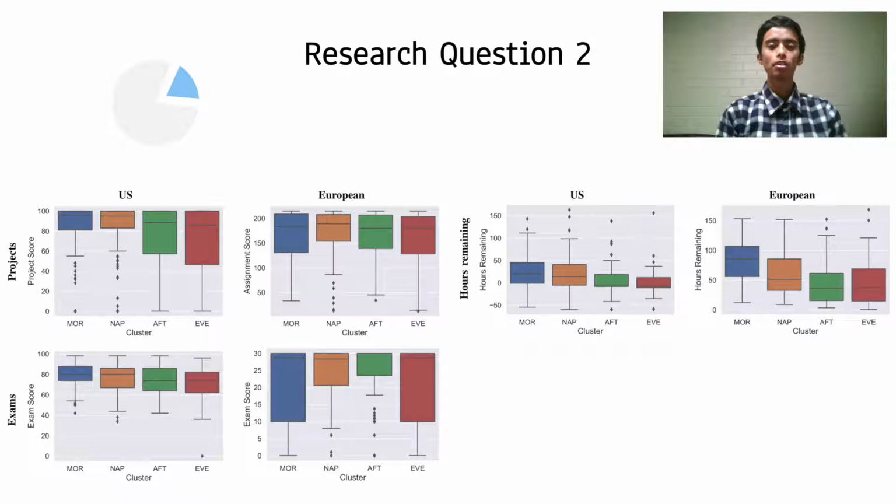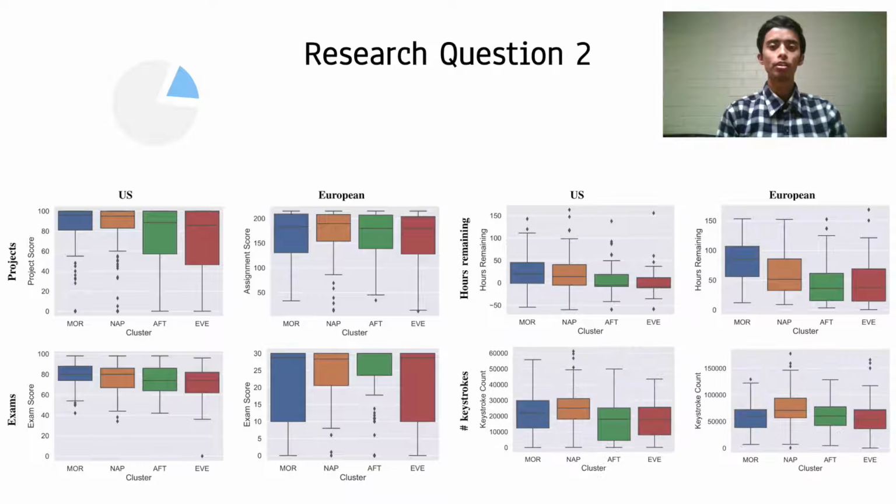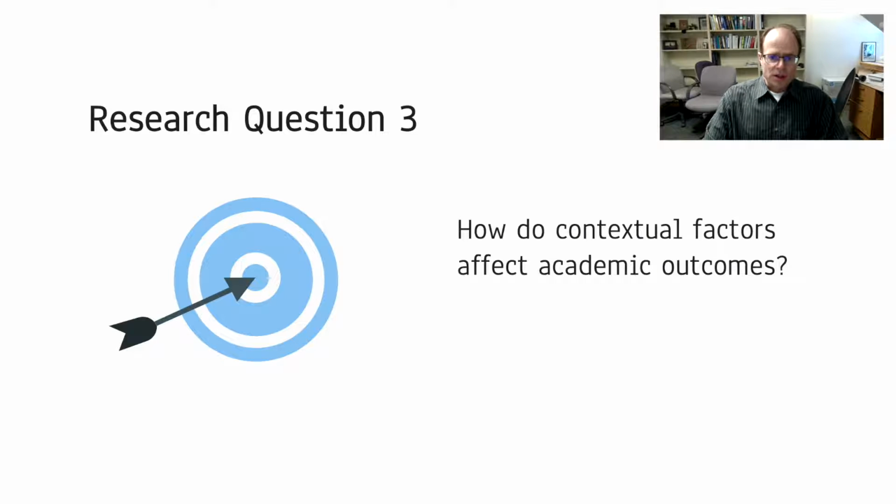We also considered the correlation between chronotype and how far from the due date students worked on the assignments. Both the US and European students showed strongly significant differences, with students who worked on the assignments in the morning generally starting and finishing earlier relative to the due date than students who worked in the evening and nighttime. Similarly, this figure shows the number of keystrokes executed by students. Students in the evening chronotypes type fewer characters on average than students in the other chronotypes. Our third research question is, how do contextual factors affect academic outcomes?